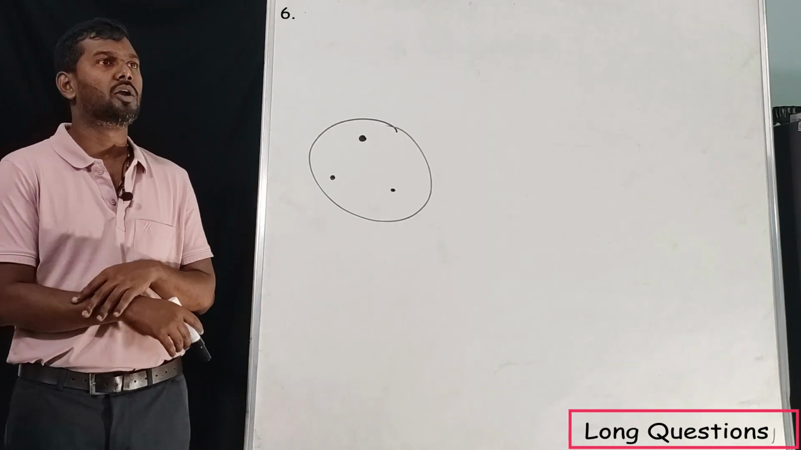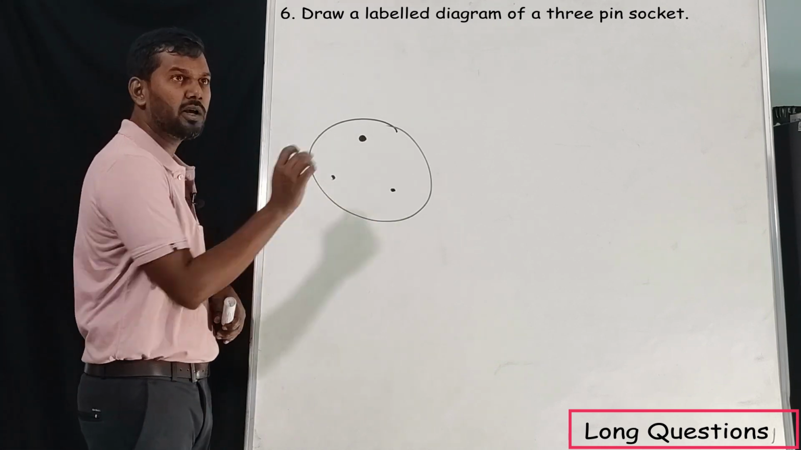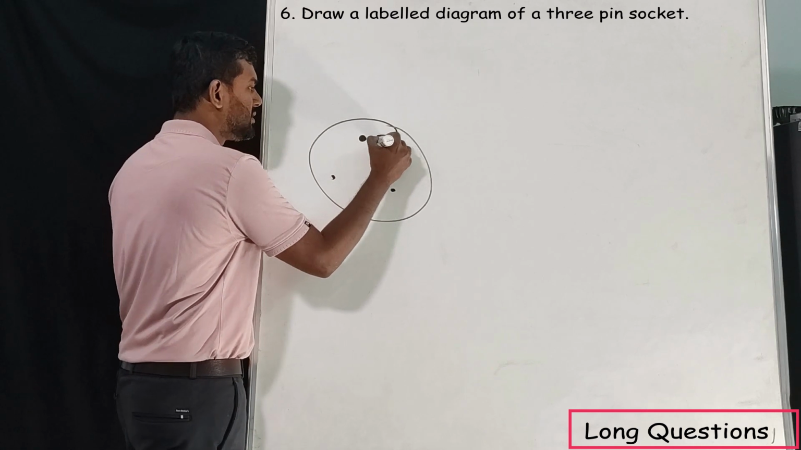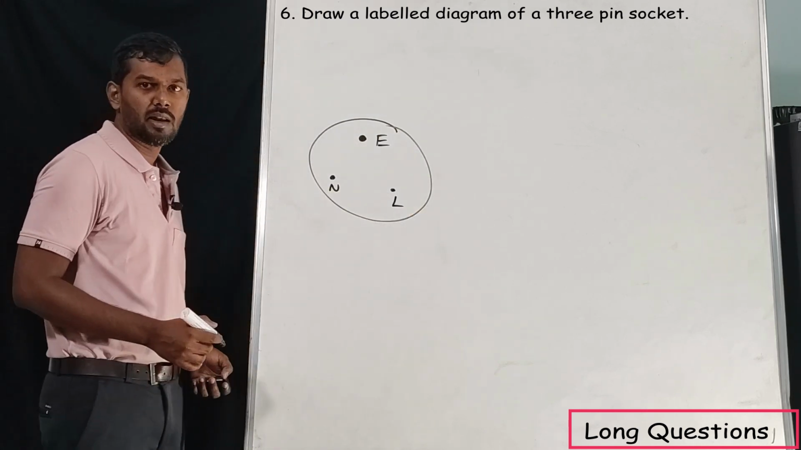If this thicker and longer pin is not presented properly in the exam, you will never get marks properly. Our next question: draw a labelled diagram of a 3-pin socket. Say 3-pin socket, and we have to label the diagram. This is a labelled diagram, right? This is earth and this will be neutral and this will be live wire.